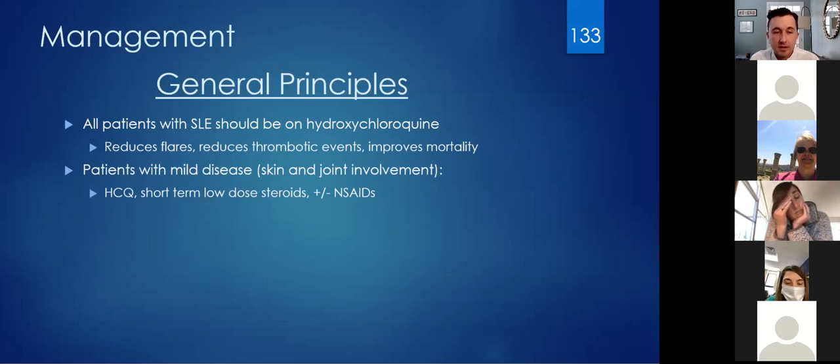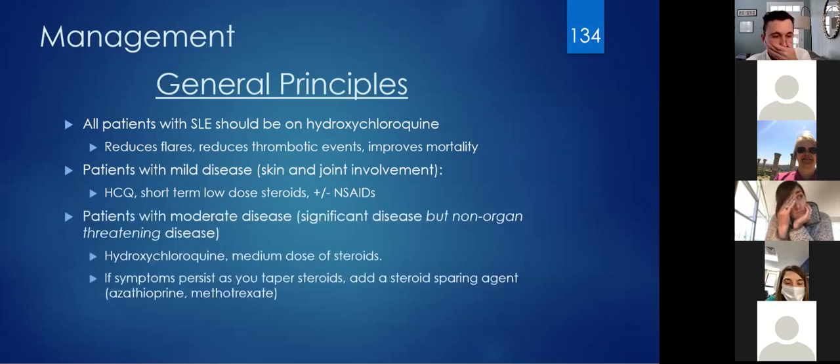So for patients with mild disease, and usually mild disease is classified into those who just have some dermatologic manifestations and maybe some joint involvement. Again, they got to be on HCQ, and then you can treat these intermittent flares with steroids, short-term low-dose steroids, and NSAIDs as indicated.